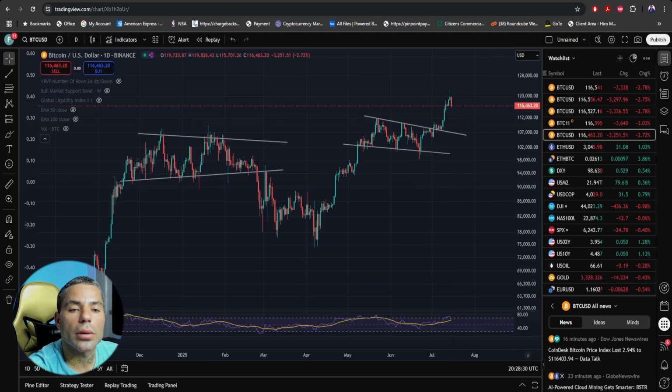RSI works best when combined with support and resistance. It's an extra signal, not a standalone indicator. Nothing is standalone, guys. You have to look for confluence. You have to look at other things telling you the same thing. Okay, but that's another video.